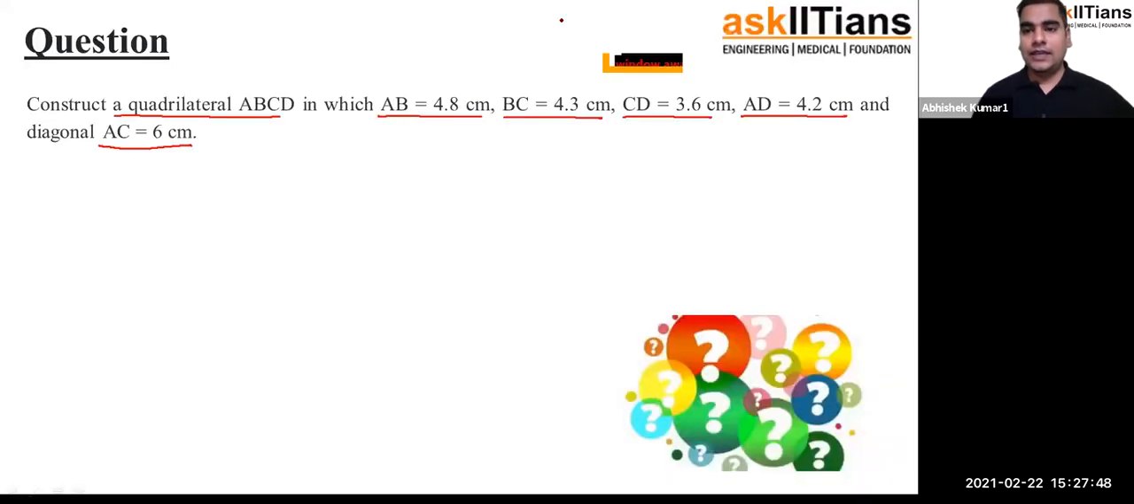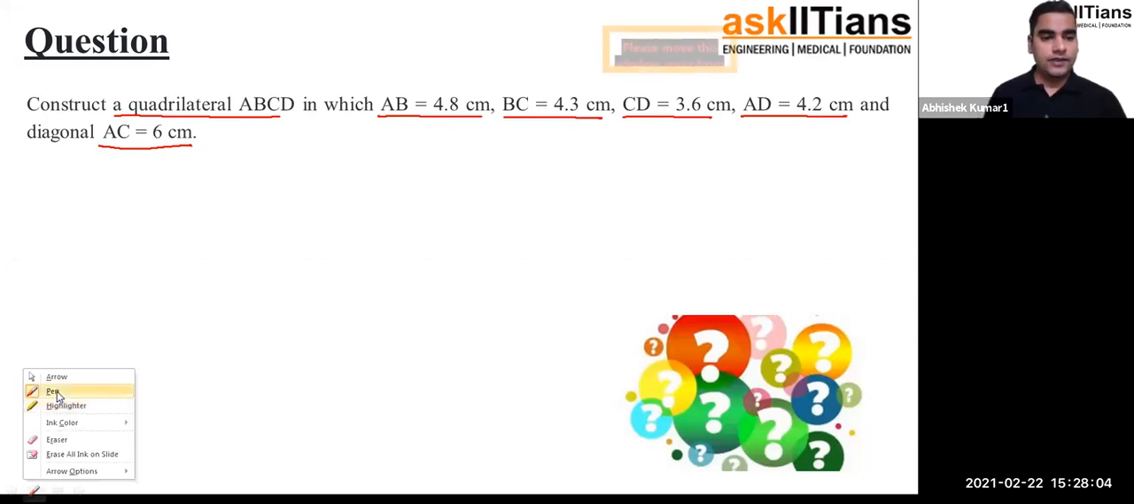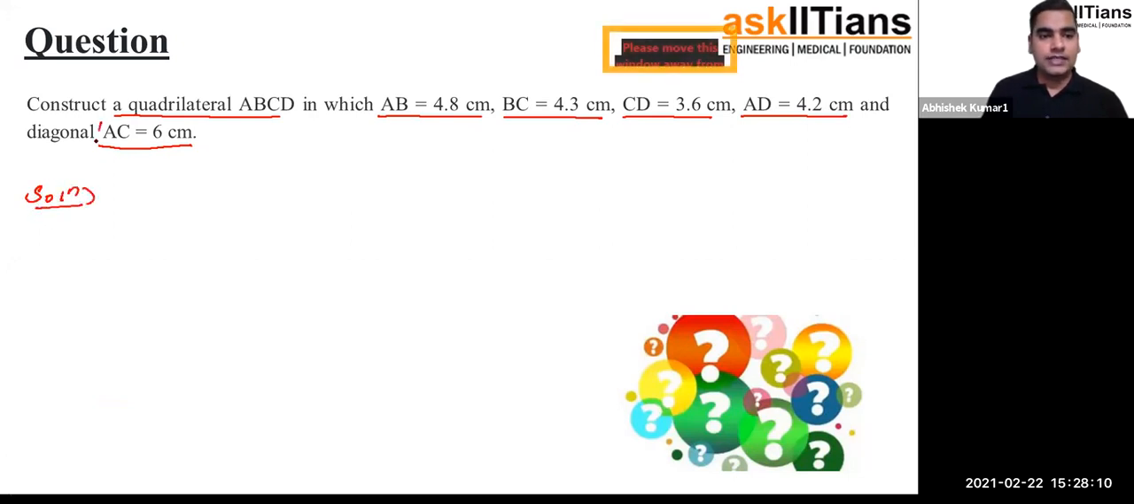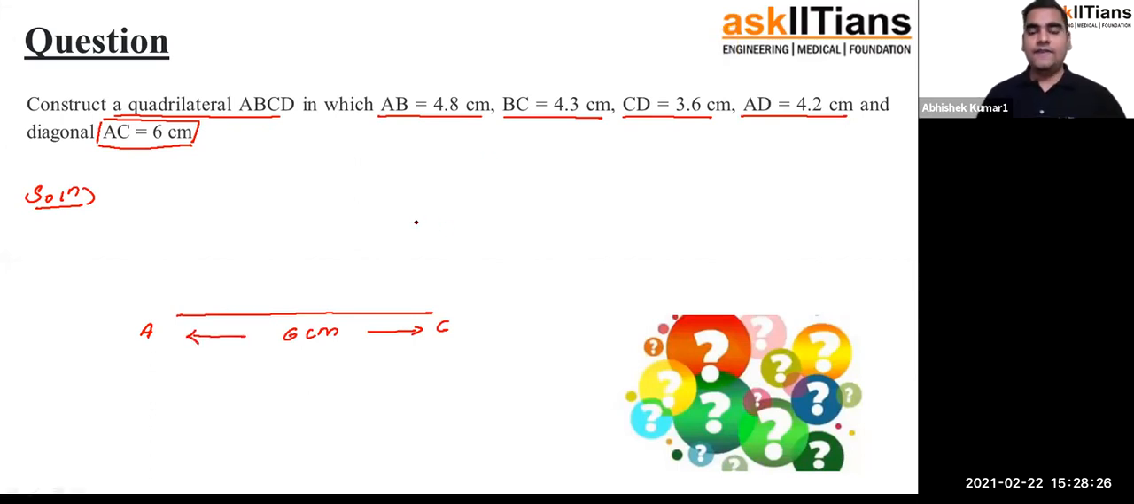All right. So let's see what can be done here and how we can draw this particular quadrilateral. First I will be drawing this diagonal AC, and the length of AC is equal to 6 centimeter. So let's say this is your AC, guys. You have to draw AC equal to 6 centimeter using a scale. Understood? That's your AC. Now I will be forming two triangles.